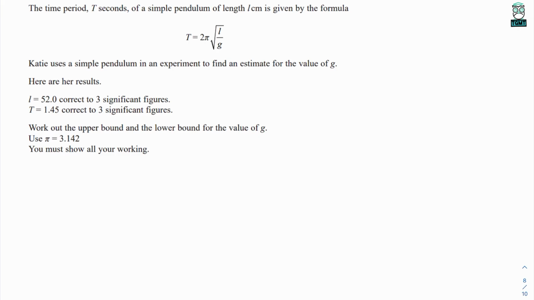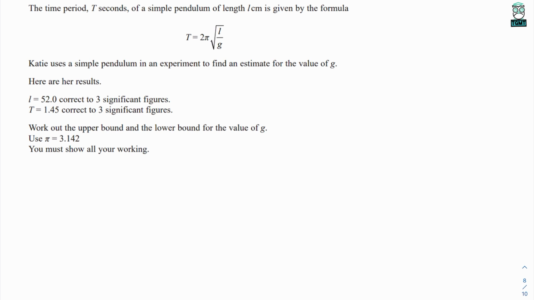Okay, so in this question we are looking at rearranging some harder formulas and bounds. So it says here the time period t seconds of a simple pendulum of length L is given by this formula. So the time t is equal to 2 pi multiplied by the square root of L over g, where L is the length.